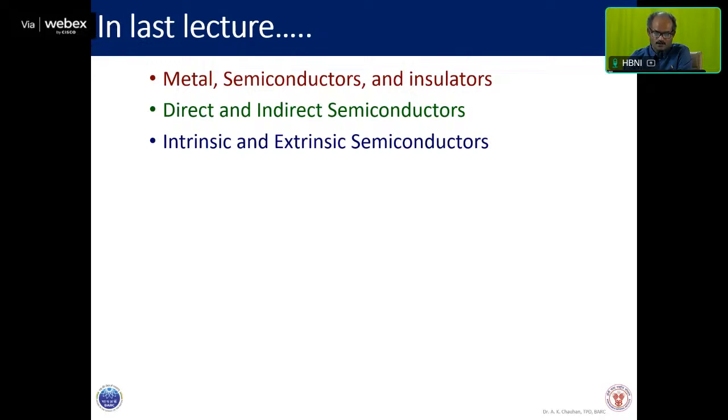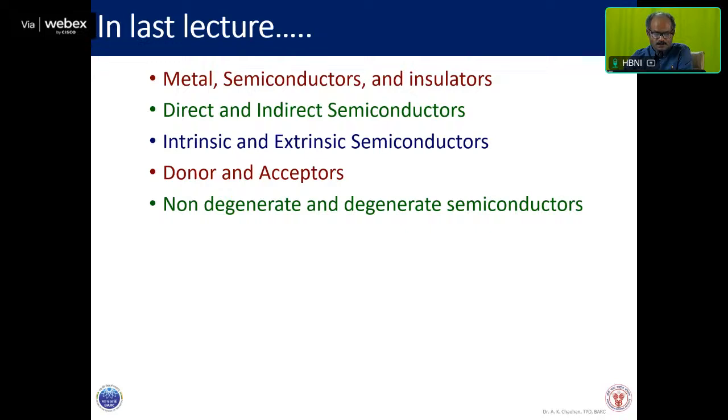Then we saw intrinsic and extrinsic semiconductors. Intrinsic semiconductors are pure semiconductors, where no impurity is added, like pure silicon or pure germanium. Extrinsic semiconductors are where the properties of the intrinsic material are changed by adding some impurities, so those are not pure. Then we learned donors and acceptors. Donors are species which donate electrons to the conduction band. Similarly, acceptors are those species which accept electrons from the valence band.